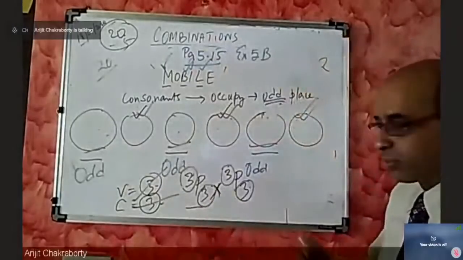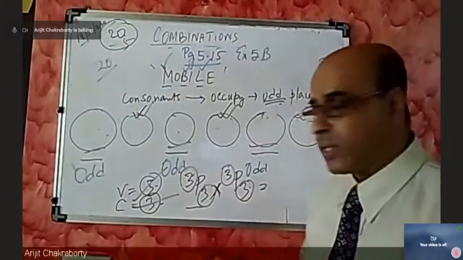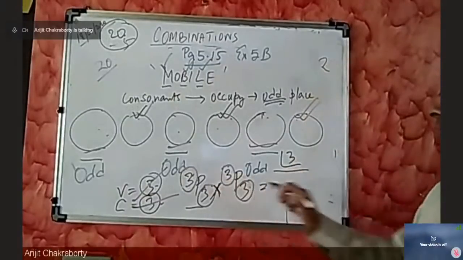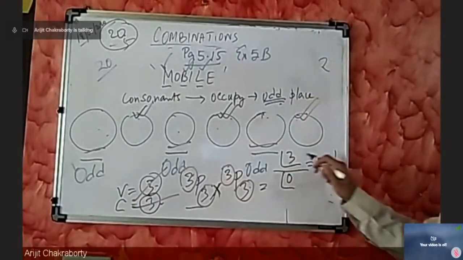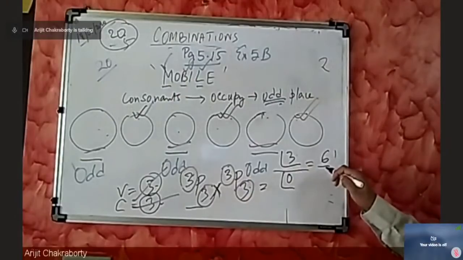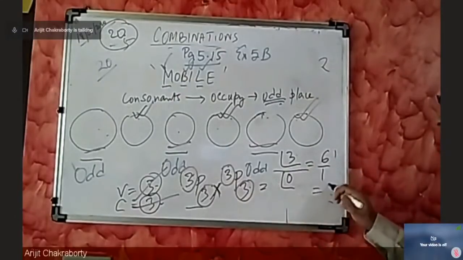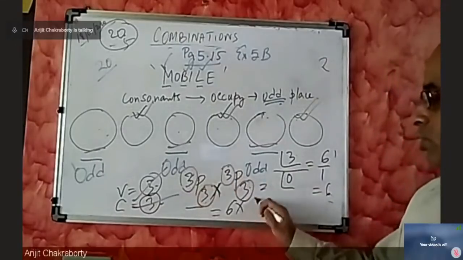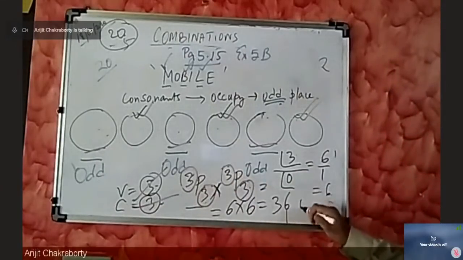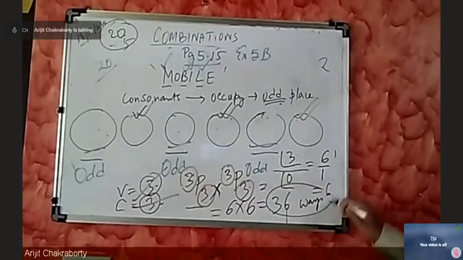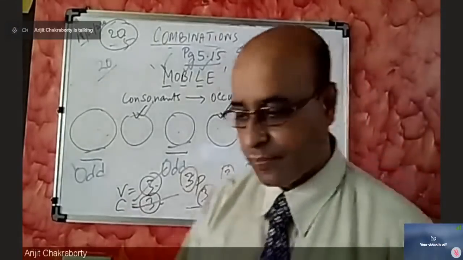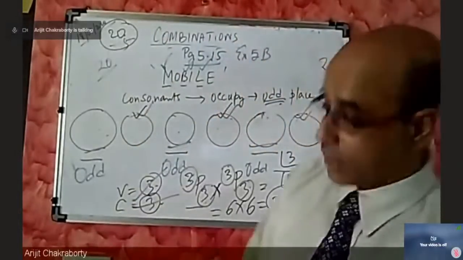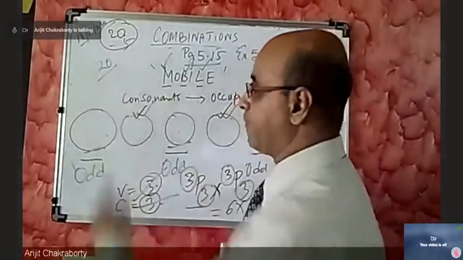If you simplify this, 3P3 is how much? 3 factorial by 3 minus 3, that is 0 factorial, so it becomes 6 by 0 factorial, which is 1, so 6. So 3P3 into 3P3 is 6 into 6, that is 36 ways. So the answer is 36 ways, right? So this is example number 5b, and the question was number 20.